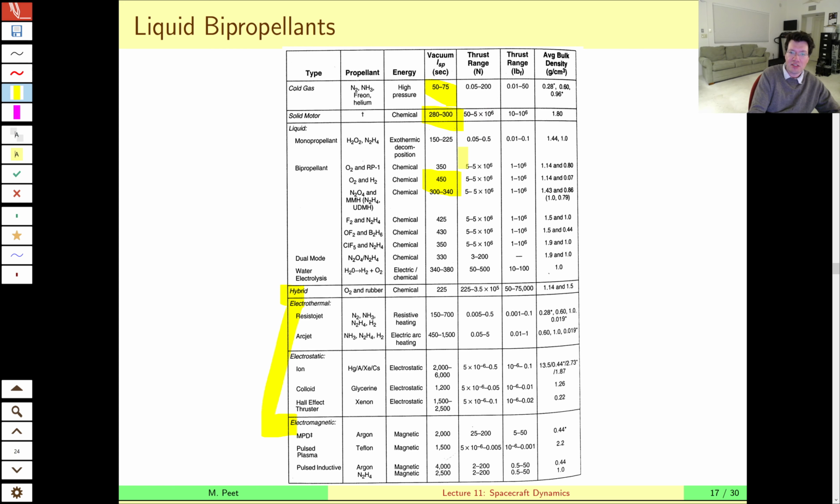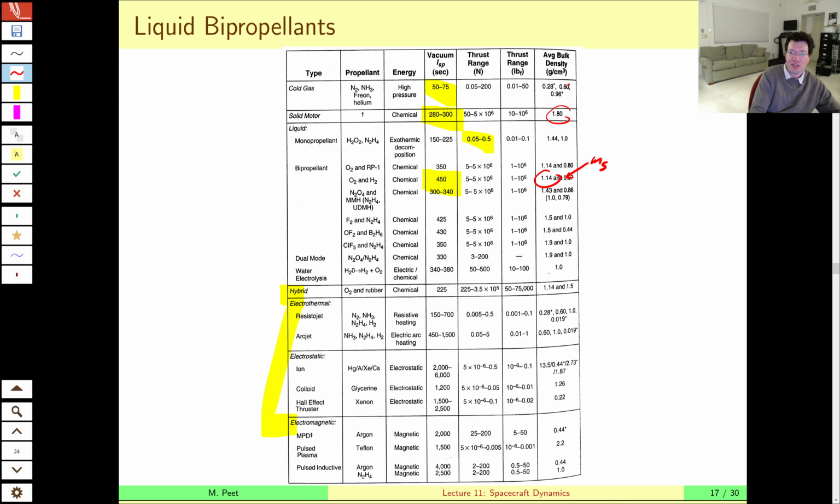Both of these cases, the bipropellants and the solid rockets, can produce very high thrust. The monopropellants, however, very low thrust, right? They're limited by that catalytic converter. The density, right, and this is going to influence structural mass. This density, especially for hydrogen, is going to contribute to structural mass, and so you have to pay attention to that. 1.14, solid rockets 1.8.